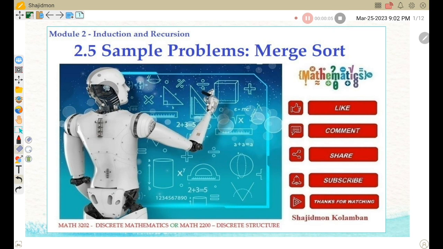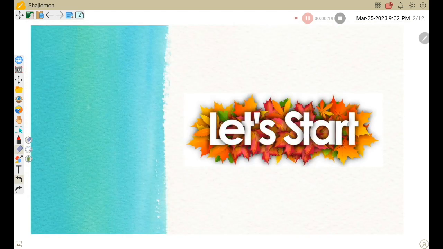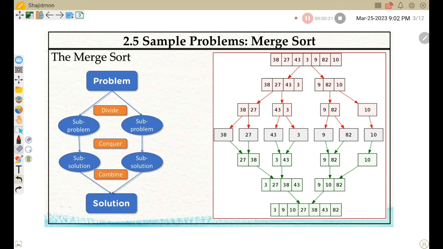In this recorded class we are discussing a topic from Discrete Structures, Module 2, Section 2.5, sample problems, especially merge sort. So let's start the topic. Section 2.5, sample problems: merge sort. How merge sort works, we can discuss with one example.